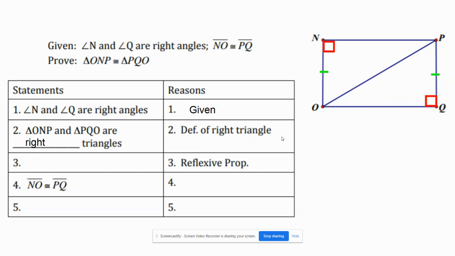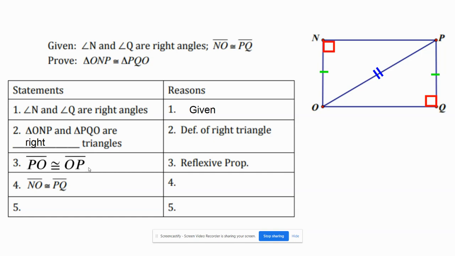Now you'll notice the next thing here in my proof is the reflexive property. Now we have to be careful at this point. When I go to write that this line is congruent to itself, I have to make sure that in my congruent statement that I'm trying to prove, I use the same order for the first triangle as I do the second triangle. So the first triangle has it listed as side OP. The second triangle has it listed as PO.